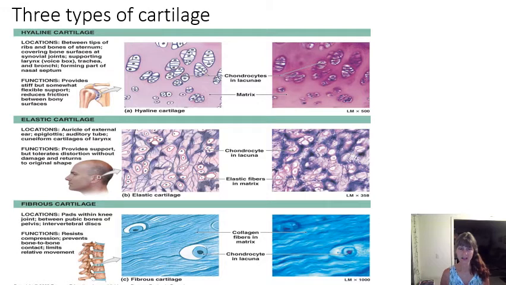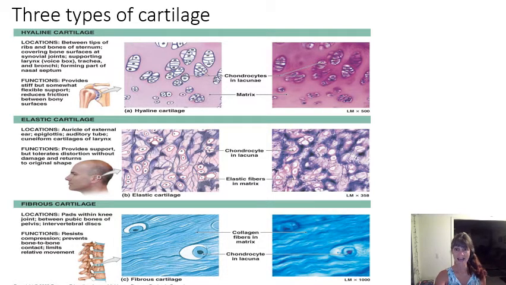Fibrocartilage is found in the menisci of the knee, which are pads within the knee joint, between the pubic bones of the pelvis, forming the symphysis pubis, as well as the intervertebral discs between the bones of the spine, the vertebrae. Fibrocartilage has a lot of collagen fibers, thick collagen fibers, that will resist compressive forces and also prevent bone-on-bone contact while limiting movement between the bones relative to one another.